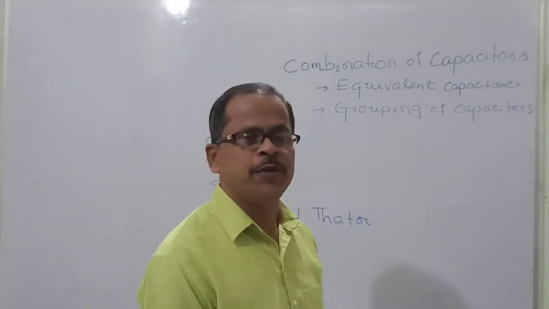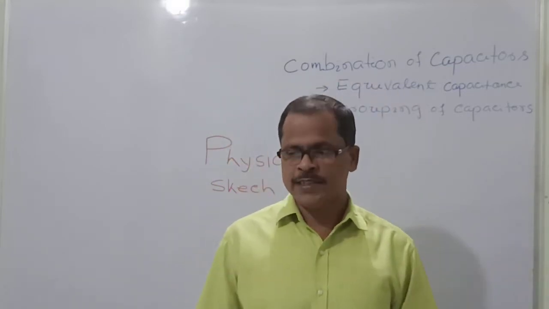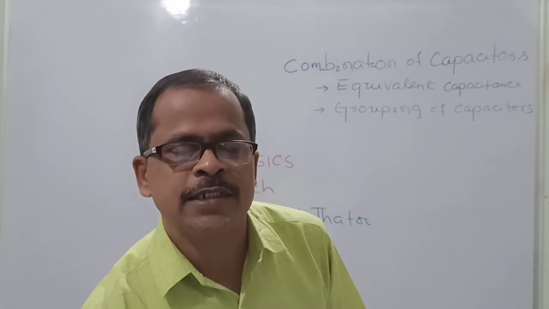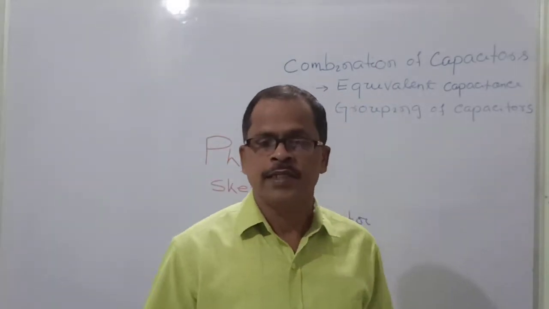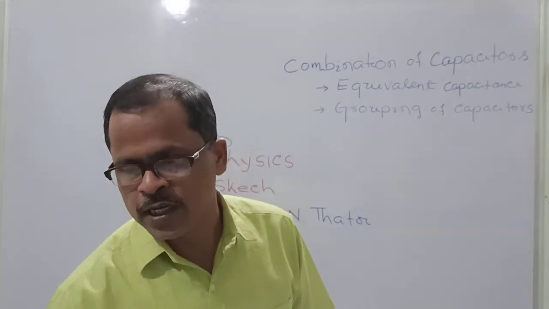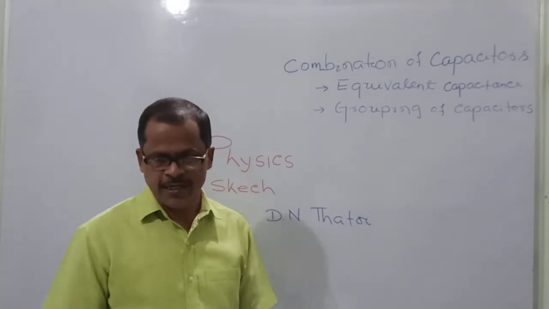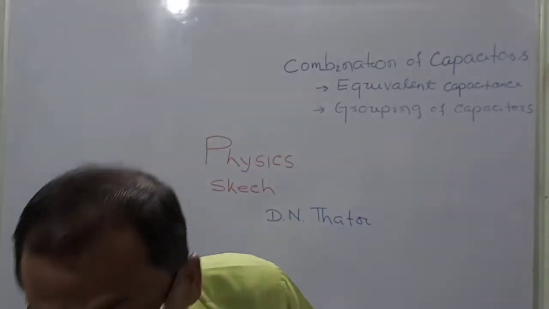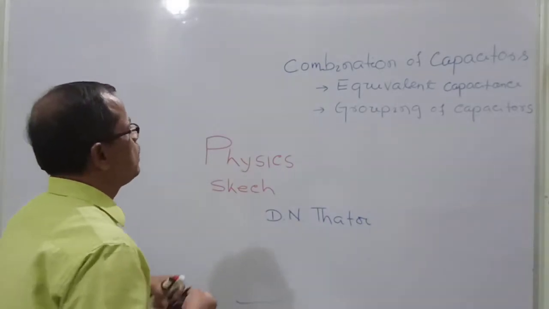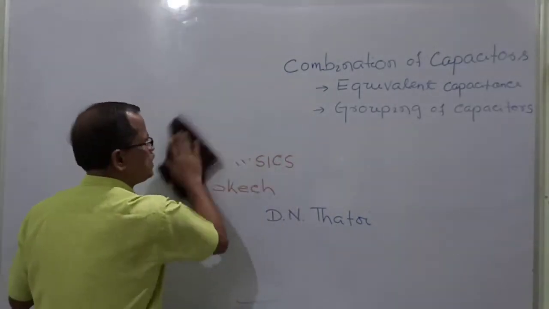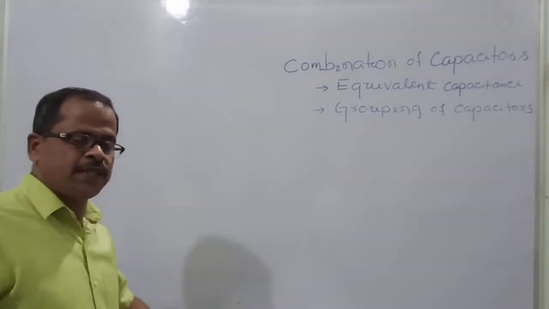Before calculating the combination of capacitors or the equivalent capacitance of a system, we will first discuss the simplest form of combination of capacitors. Hope you all will enjoy my class today. First I will discuss the combinations. There are two basic combinations of capacitors: series combination and parallel combination. From that I will start.